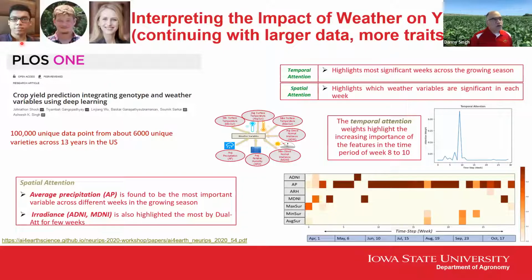The work here is work of graduate students Trambeck, John, and now Lisa, who are working on interpreting the impact of weather on yield, and particularly with the utilization of these dual attention models to get the temporal attention as well as spatial attention to determine what are the most significant weeks in a growing season that help in prediction of seed yield in soybean, as well as determine which are the weather variables that are most significant in each of these weeks. So these are the kinds of information that are helping us to develop varieties that can perform better in future scenarios.